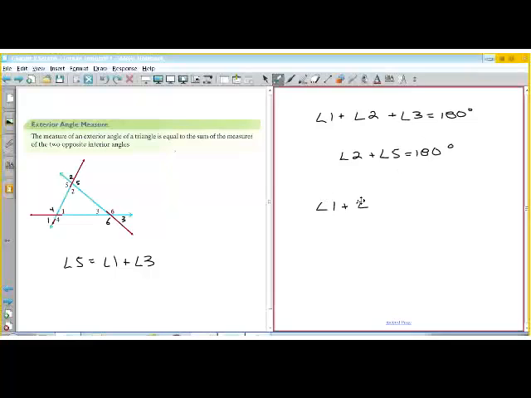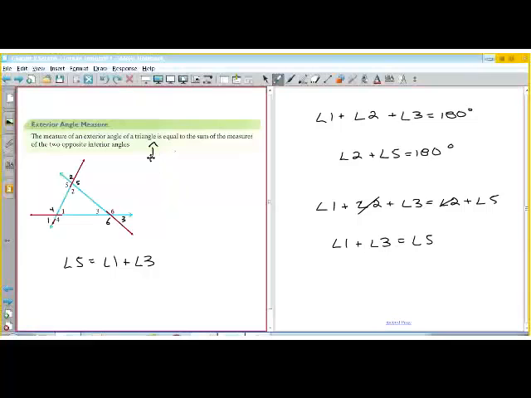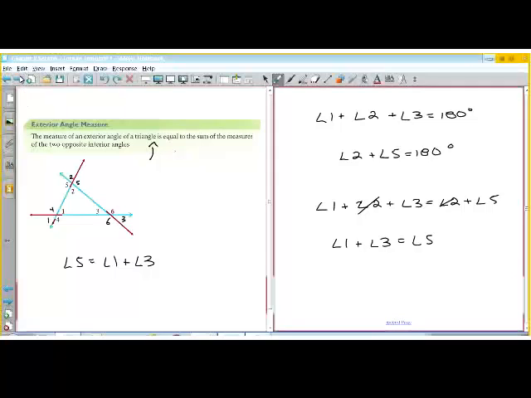Well, if these are both equal to 180 degrees, they're equal to each other. If the right-hand sides are equal to each other, then the left-hand sides are equal to each other. You get that. Notice I have angle 2 and angle 2. I can cancel those out. And so what it says is the measure of angle 1 plus the measure of angle 3 is equal to the measure of angle 5, which is the rule that we had there. So again, it's not super difficult to figure it out. We're using the sum of the angles in a triangle equal 180, and the exterior angle is supplemental to its corresponding interior angle.